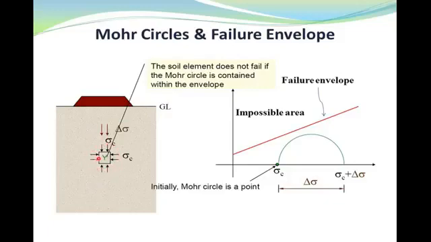In element Y, with applying the delta sigma stress after the hydrostatic stress condition, the Mohr circle becomes larger. And with this stress condition, the soil element does not fail. Why? Because the Mohr circle is located within the failure envelope. But please note that Mohr circles cannot extend to the area above the envelope, because when it touches the envelope here, this is the failure envelope, the element fails and it is not possible to pass this line.